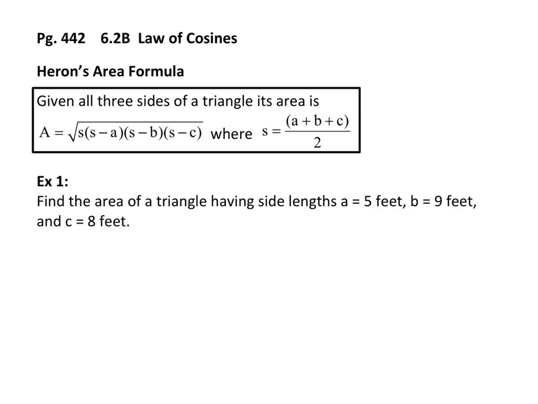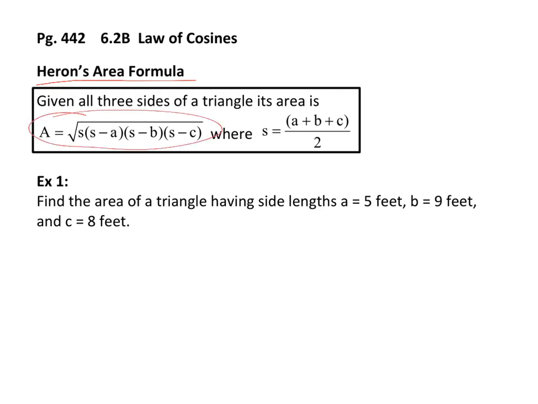All right, 6.2b, law of cosines. To start off this lesson, we're going to be working with a formula known as Heron's area formula. Now, if you know all three sides to a triangle, you can figure out the area of that triangle using this formula.